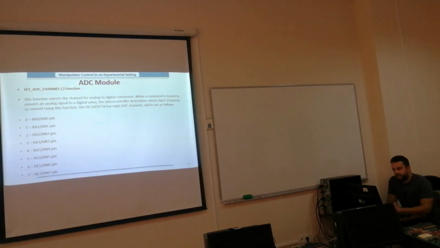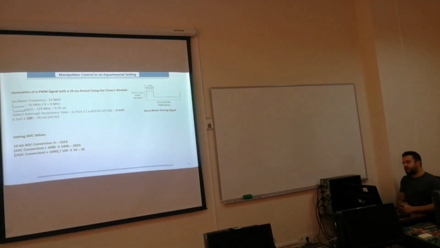Set ADC channel function. This function selects the channel for analog to digital conversion. When a command is used to convert an analog signal to a digital value, the microcontroller determines which input channels to convert using this function. Our microcontroller has 8 ADC channels, and these channels are given below.